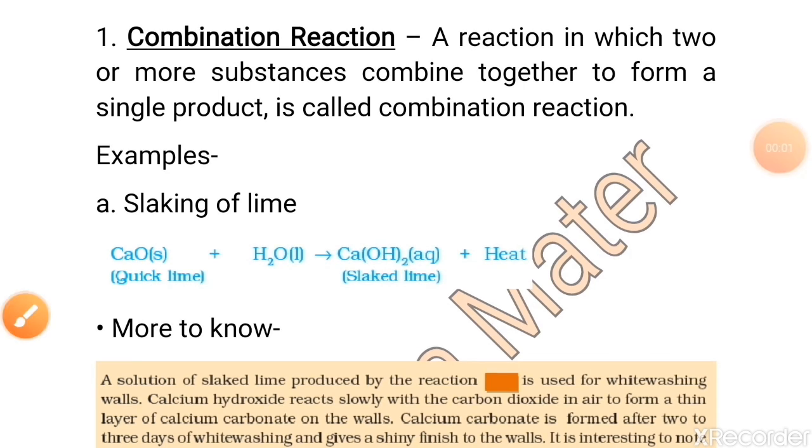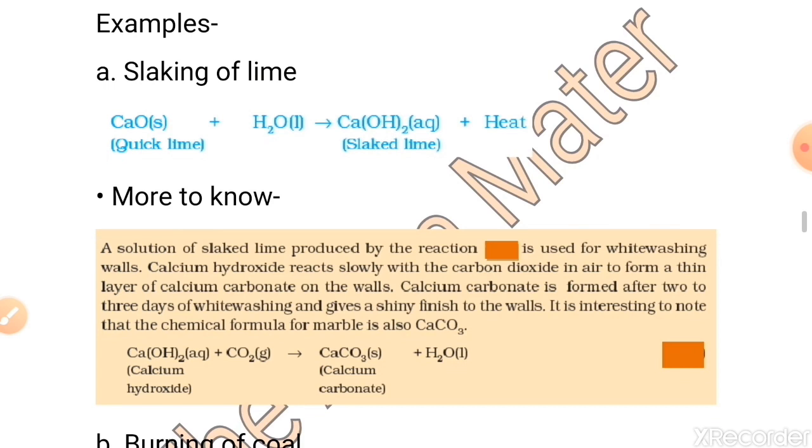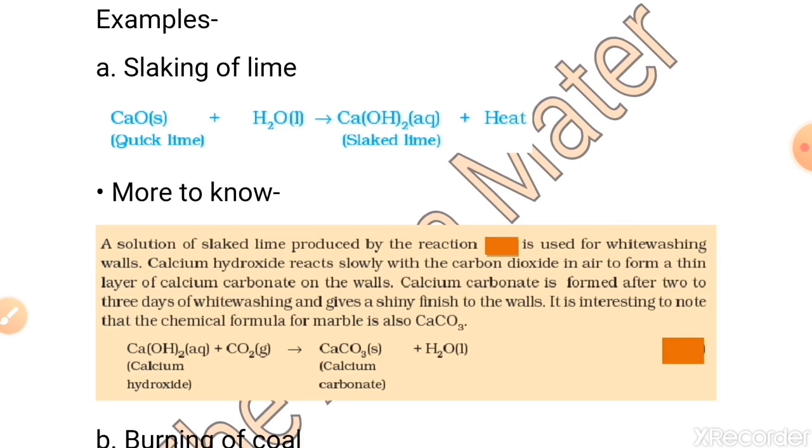Moving to the example, the first example is of slaking of lime. When you add water to quicklime, it forms slaked lime along with a huge amount of heat. This is the same lime which we use for whitewashing purpose. Students, we have to know something more about it. A solution of slaked lime produced in the above reaction is used for whitewashing walls.